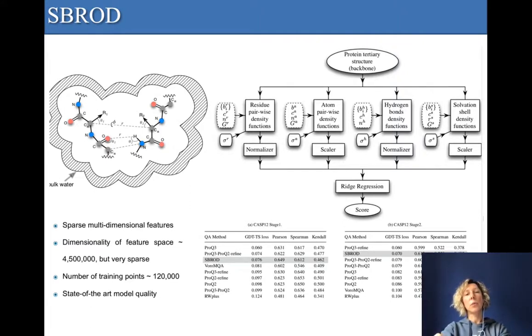to the whole protein. In that example, the dimensionality of the feature space is huge, 4 million parameters, but very sparse. And this sparsity allows you to learn efficiently.